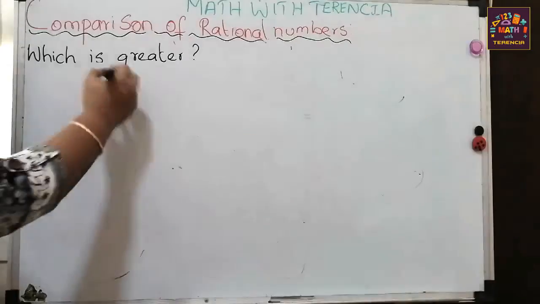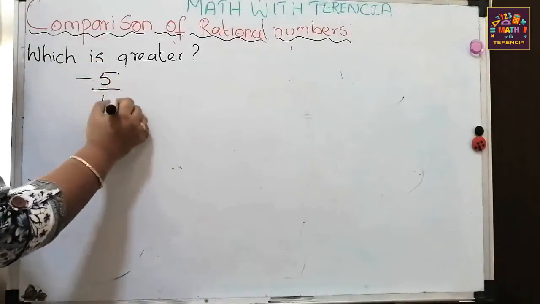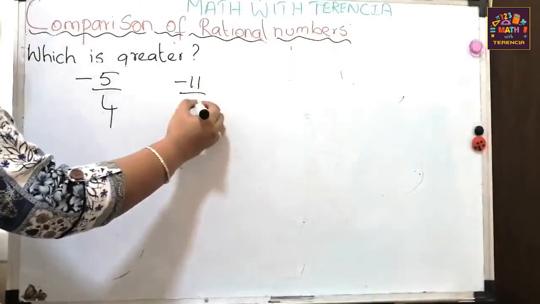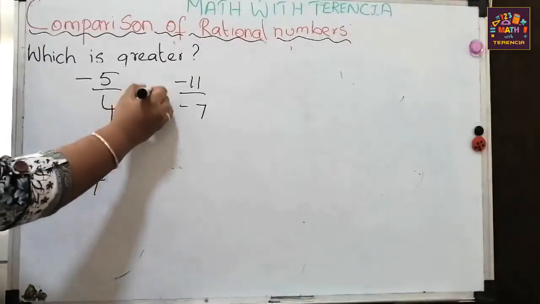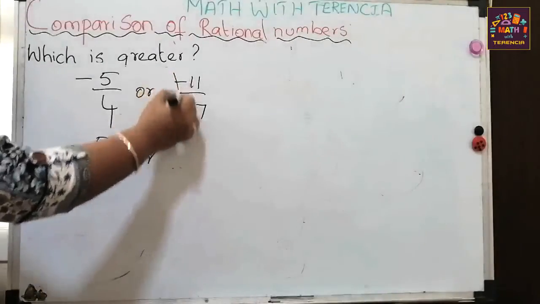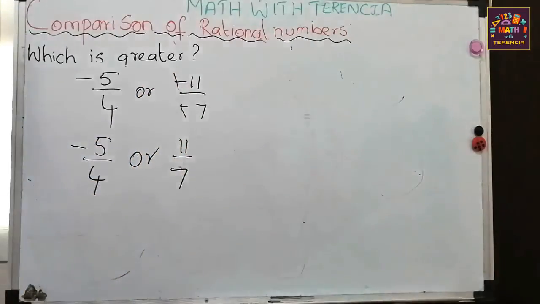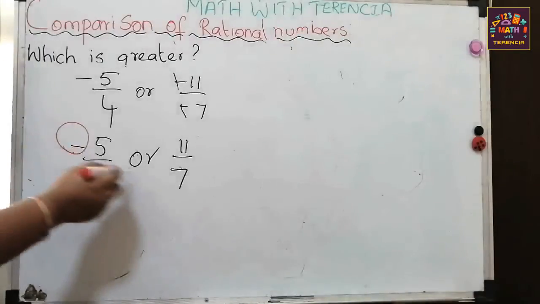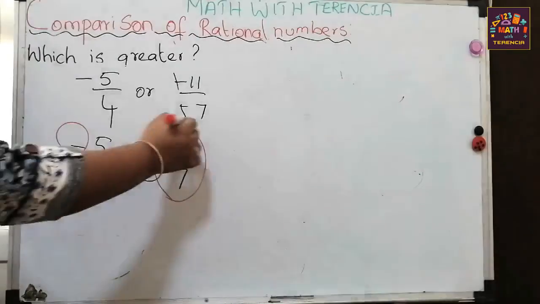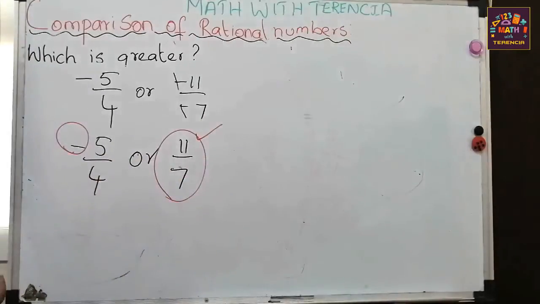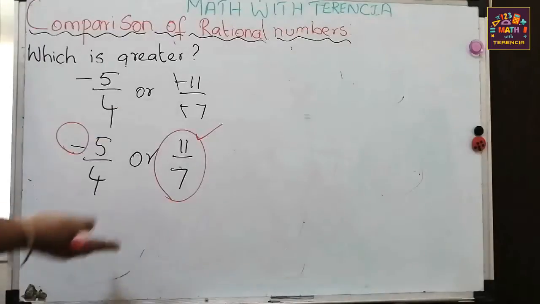Think, minus 5 by 4 and minus 11 by minus 7. That is minus 5 by 4, or if I cancel, I will get 11 by 7. Think, one is a negative number and the other is a positive number. Which will be bigger? Obviously, the positive number will be bigger. So we don't want to change and check. We can easily say 11 by 7.